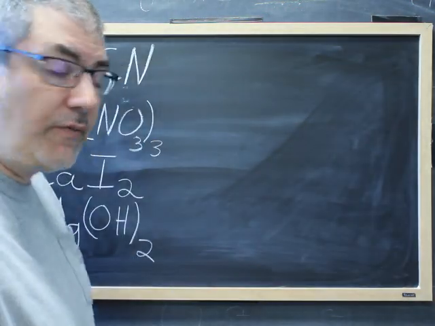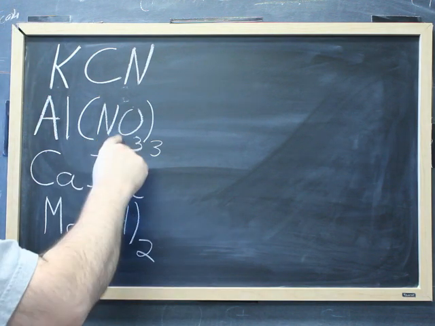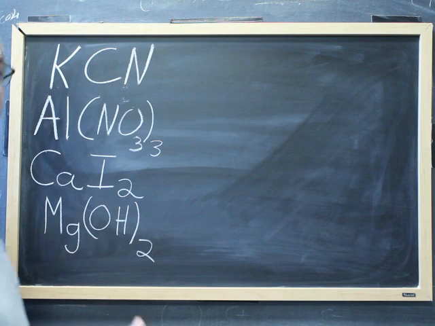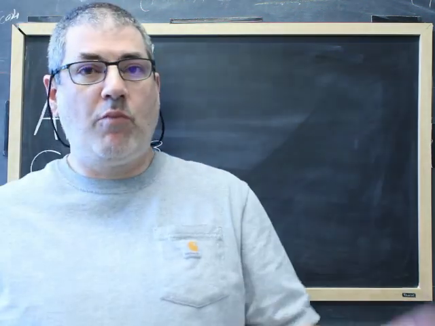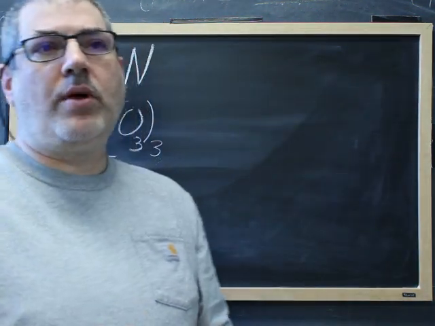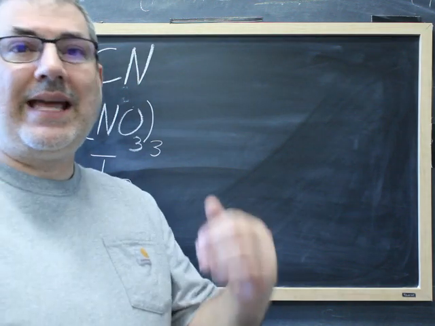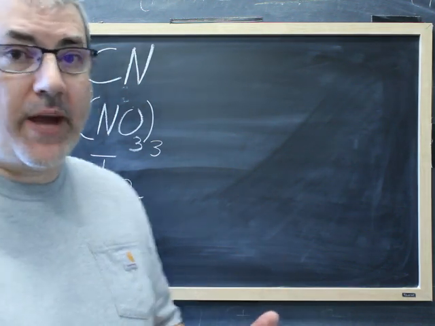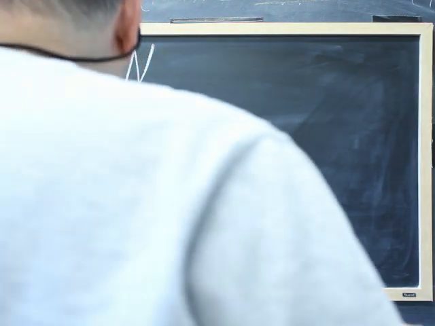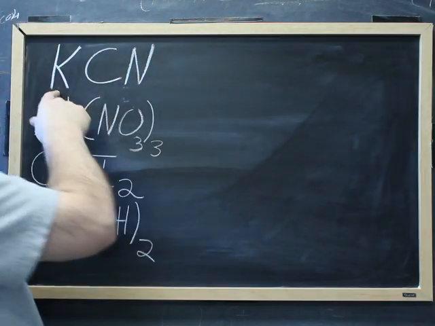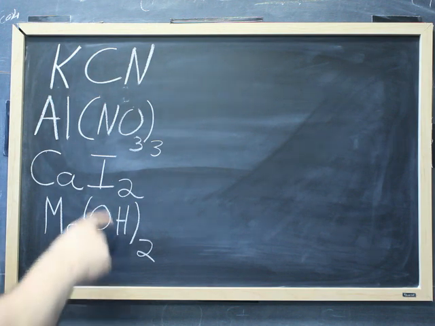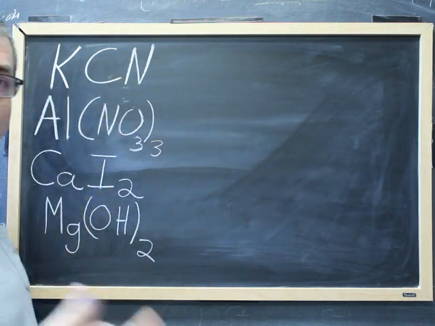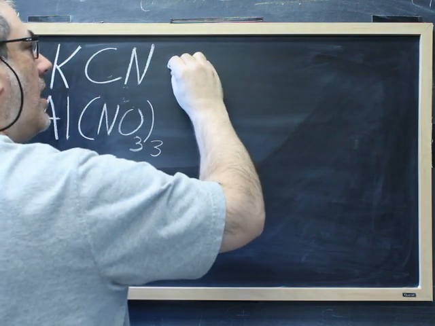One thing I should mention for nomenclature, if you notice, we have these parentheses around these species, and that's because with polyatomics, if you have more than one, you need the parentheses to clearly indicate how many of each polyatomic ion you have. For our first example, potassium cyanide. So cyanide is, again, one of our polyatomic ions.